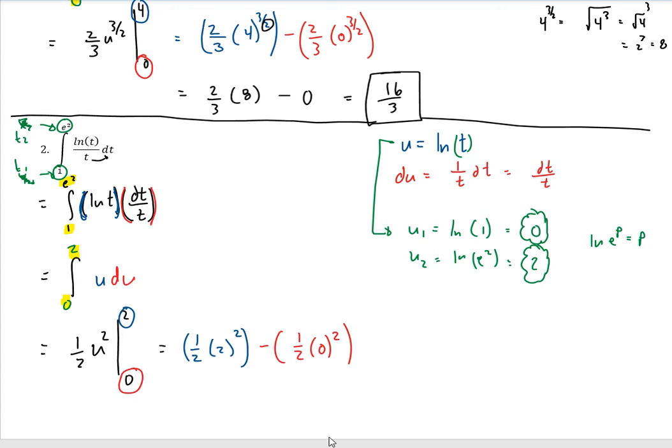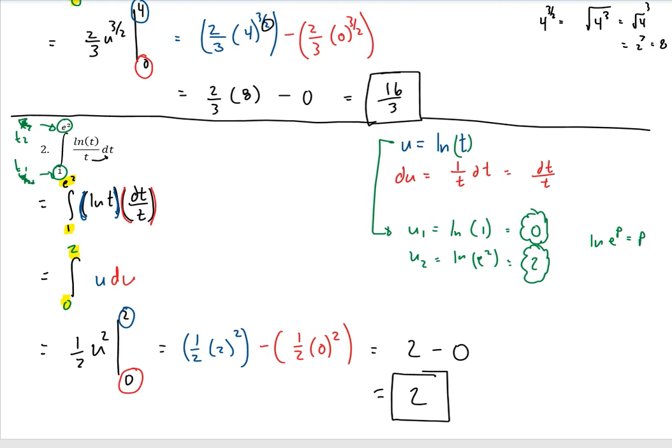Now, 0 pops up a lot, which is nice. If it's not 0, be careful, but on this it is nice because, well, this all just simplifies. 1/2 times 4 would be just 2, and then this is just minus 0, so this all simplifies real nice to be just 2. Okay, so that's definite integrals with u-sub.